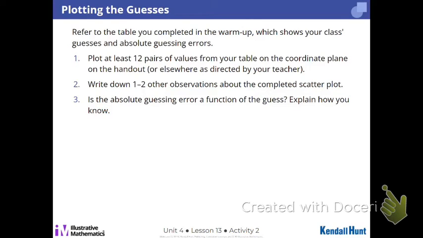Oh, no, I got to take that picture again. One sec. I should have just erased it.